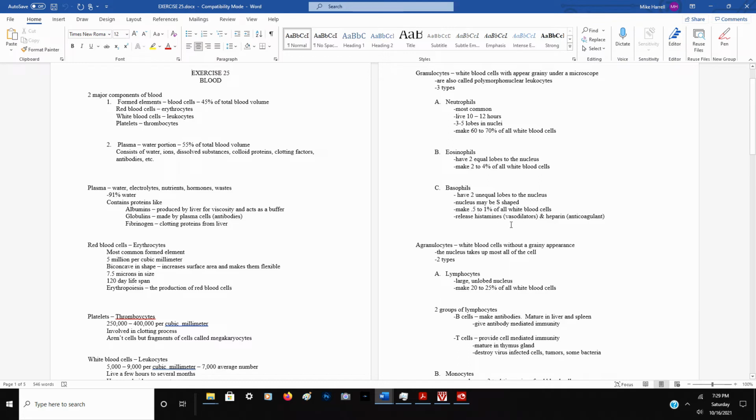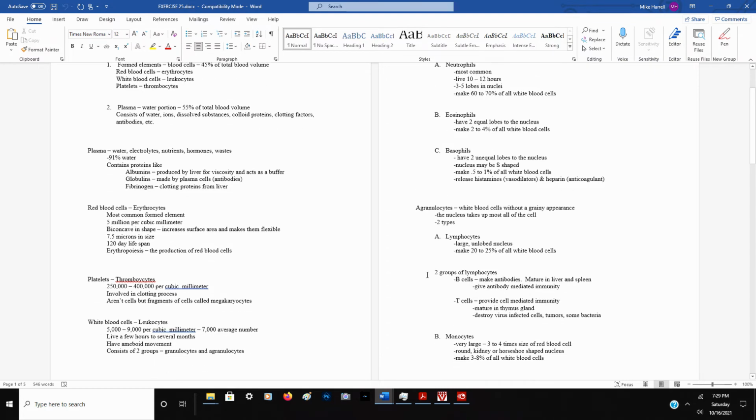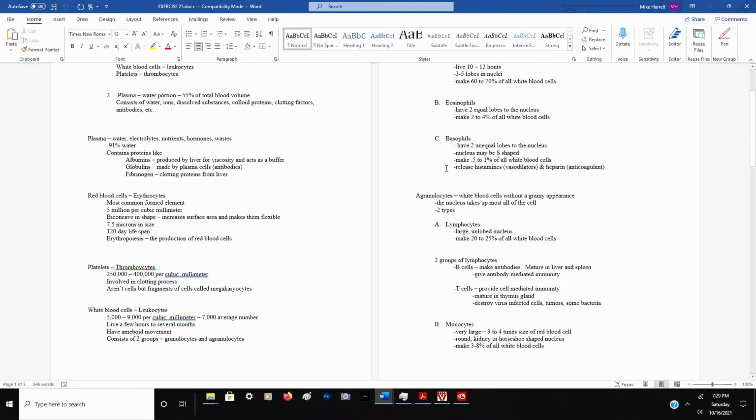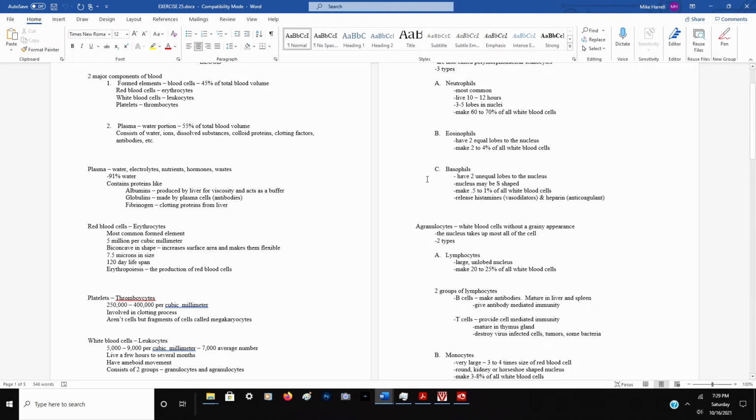They cause inflammation. A lot about these chemicals will be mentioned further along. They also produce and release heparin, a good anticoagulant. It keeps clots from forming when you don't want them to. So those are our 3 grainy white blood cells.